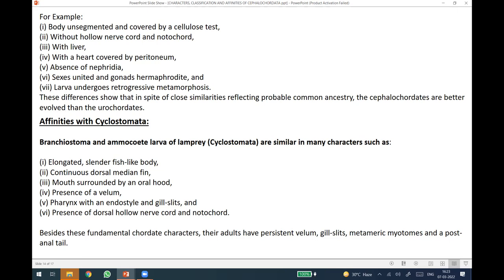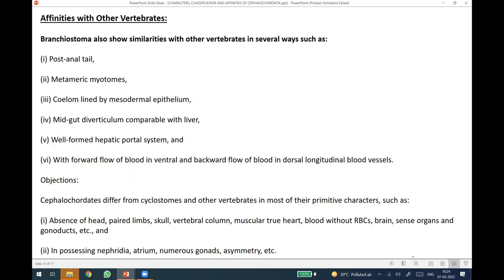Then finally, the affinity is with cyclostomata, that is a true chordate group that includes the agnathans, that is jawless vertebrates. The similarities of branchiostoma and ammocoete larva of lamprey are very much similar in these following characters: elongated, slender fish-like body, continuous dorsal median fin, mouth surrounded by oral hood, presence of a velum, pharynx with an endostyle and gill slits, and presence of dorsal hollow nerve cord and notochord. So besides these fundamental chordate characters, their adults have persistent velum, gill slits, metameric myotomes, and a post-anal tail. These are the very peculiar characteristics which show their close affinity with the cyclostomes.